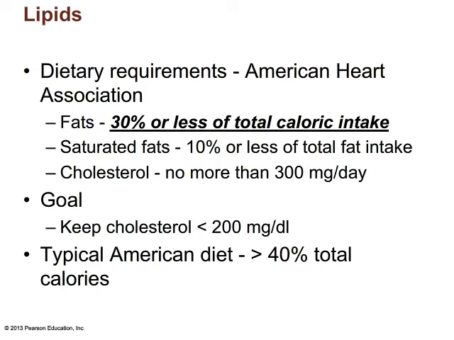So according to the American Heart Association, we're supposed to get less than 30% of our total number of calories from fat. And that's because eating high-fat diets puts us at greater risk for cardiovascular disease. And so our goal is to eat less than 30% of our calories from fat, when in truth most Americans are getting over 40% of our calories from fat. So we're actually at a greater risk of cardiovascular disease than we need to be.